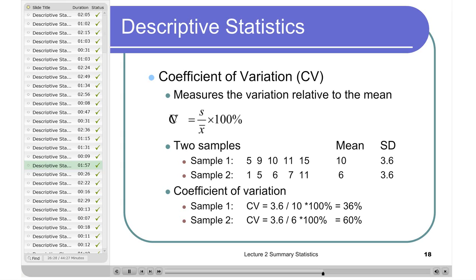In the second sample, the numbers are only equal to 6 on average. So the standard deviation of 3.6 is equal to about 60% of the mean. So sample 2 actually exhibits a lot more variation relative to the mean than the first sample does.